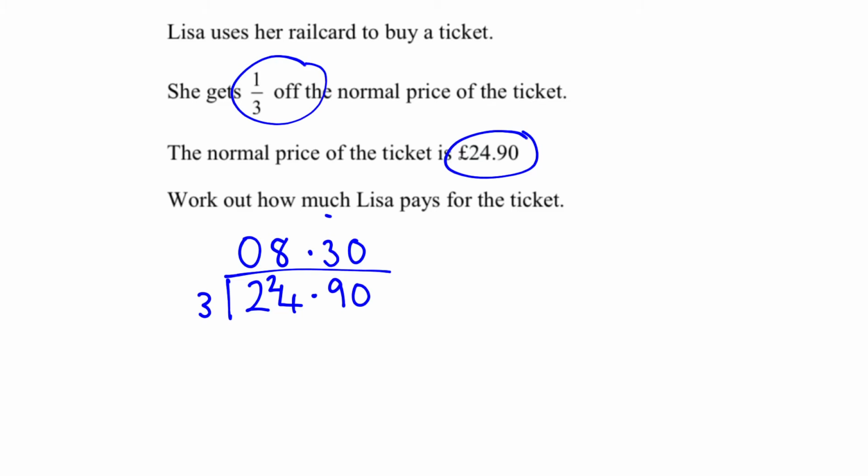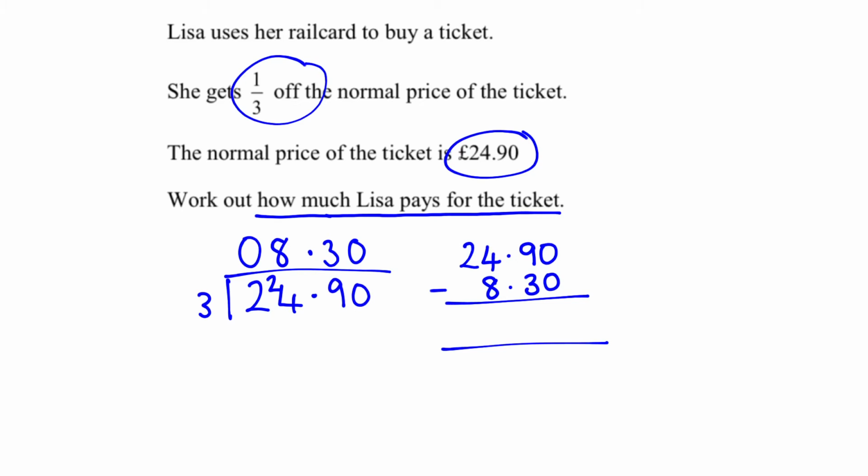But remember, she gets 1/3 off the price of the ticket, and we're asked how much Lisa pays for the ticket. Not how much she gets off, but how much she pays for it. So we now need to do £24.90, take away the amount that she gets off, which is £8.30. So we need to take away that discount.